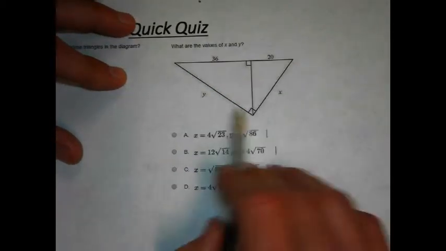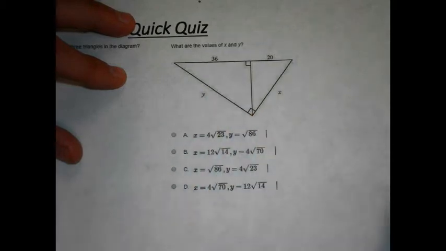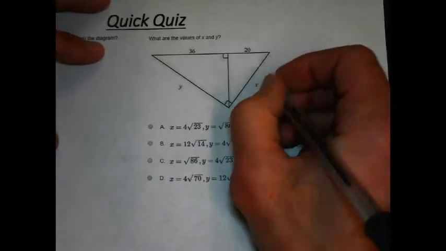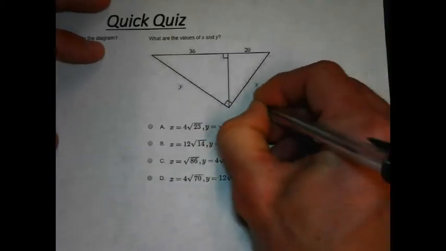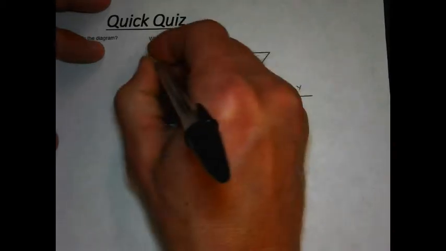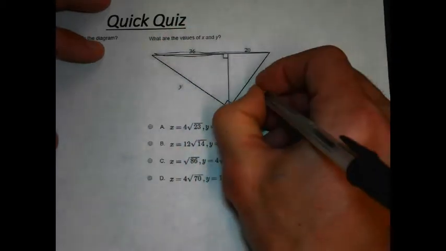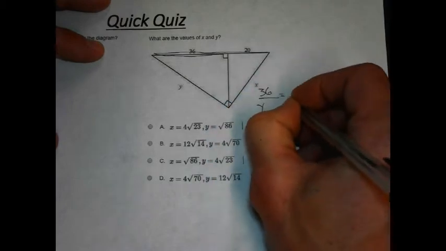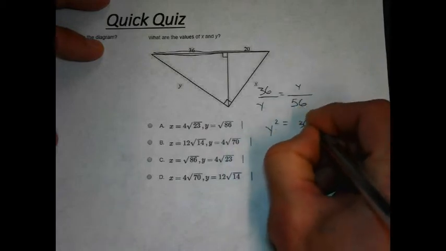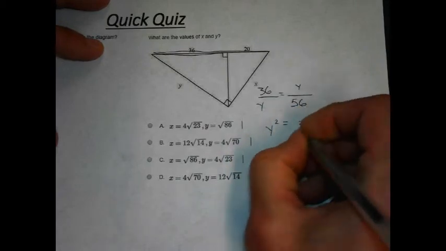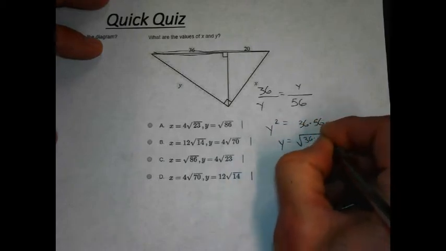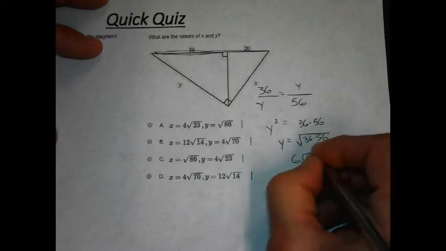What are the values of x and y? More geometric mean statements here. Y is a geometric mean, correct? Correct. So we can set up our equation. Y is related to 36 and 56. So that means y squared is equal to 36 times 56. So y is equal to the square root of 36 times 56, or 6 root 56.